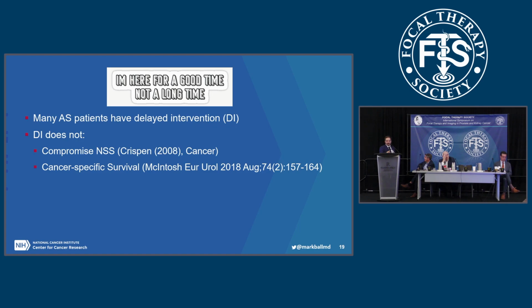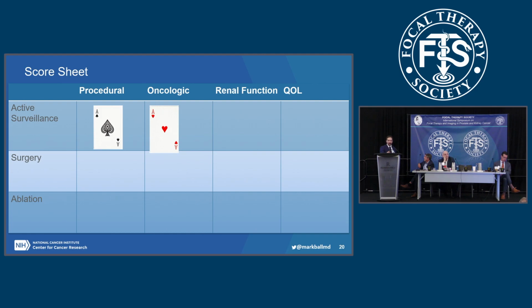Now, I would also say that nothing lasts forever, and active surveillance doesn't last forever either. And many patients who choose active surveillance do go on to have delayed intervention. But we have good data that show that a period of active surveillance does not compromise future nephron-sparing procedures. These patients can still have partials, they can still have ablations, even after a period of AS, and it does not compromise cancer-specific survival if you compare primary intervention versus delayed intervention. So again, oncologically, active surveillance gets the ace.